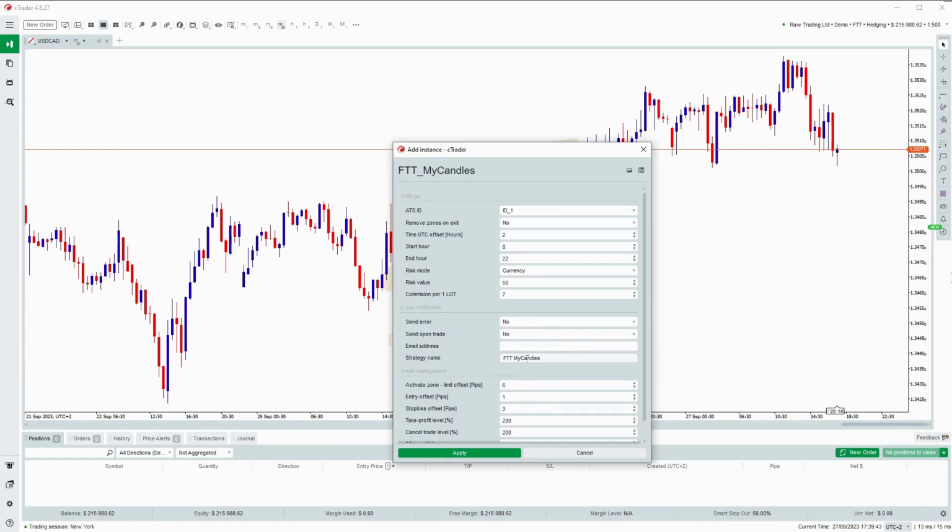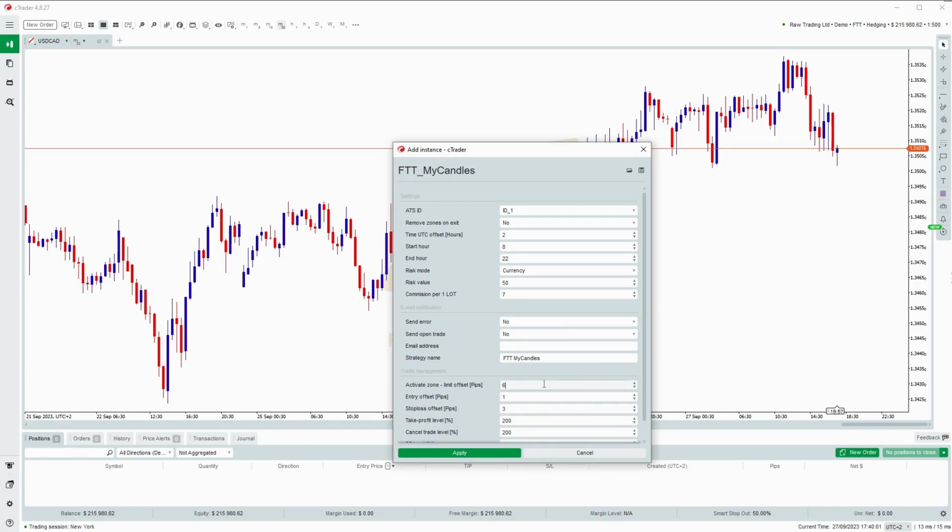Strategy name. You can enter your own custom strategy name and the email will be sent with this custom name. When running multiple strategies on different time frames, it is advisable to name the strategy, for example, FTT MyCandles 30-minute time frame. Activate zone settings.